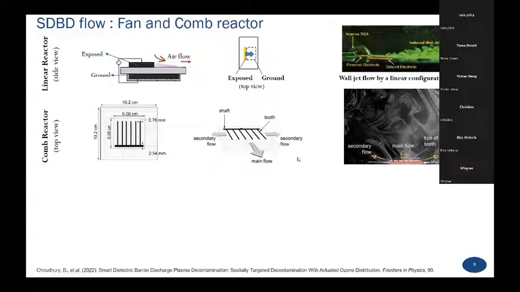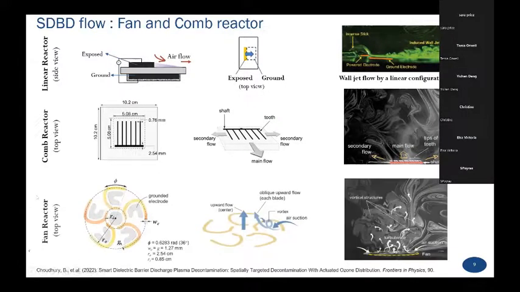Research has found that the 3 main flows induced by the comb reactor are, one, the main flow, which is a wall jet coming from the shaft towards the teeth tips. And that's the main wall jet. And then we have two secondary flows, which are also wall jets, but with lesser velocities, going away from the shaft and the teeth. Here is the smoke flow visualization showing the same.